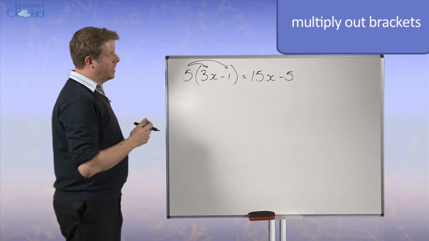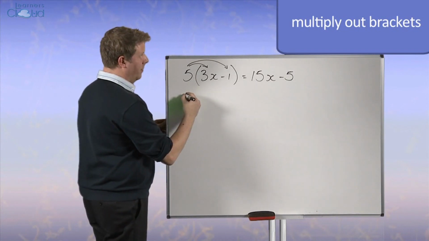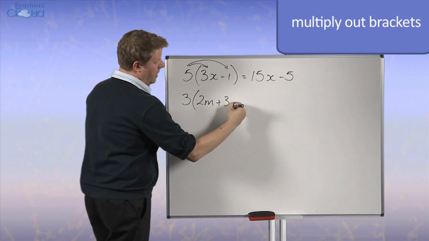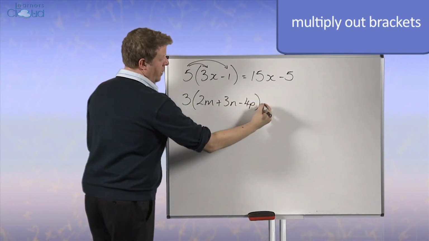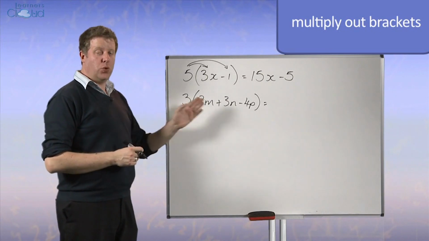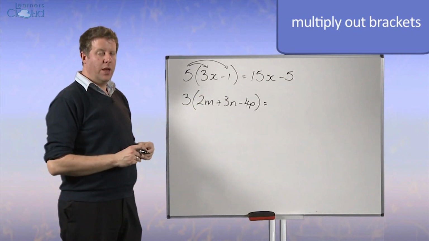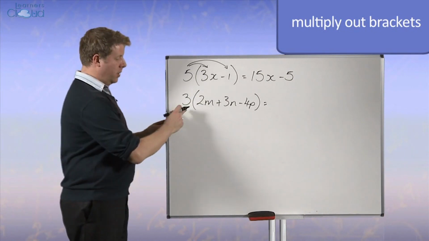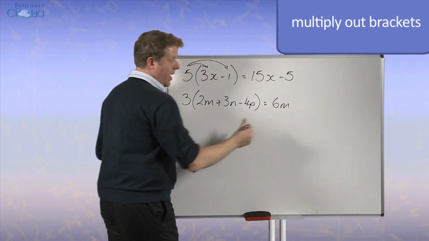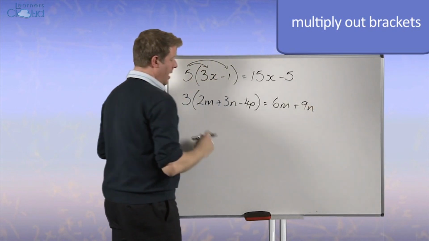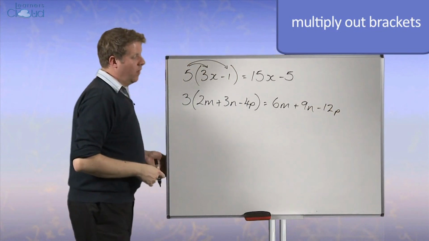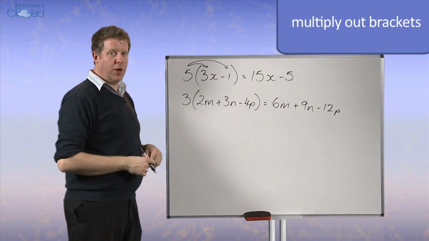Right, another question, this time with 3 terms inside the bracket. 3 lots of 2m plus 3n minus 4p. So it doesn't matter how many things we have in our bracket, each one of them is still going to be multiplied by what's outside. 3 lots of 2m is 6m. 3 lots of 3n is 9n. And then 3 lots of minus 4p is minus 12p. So every term multiplied by 3.